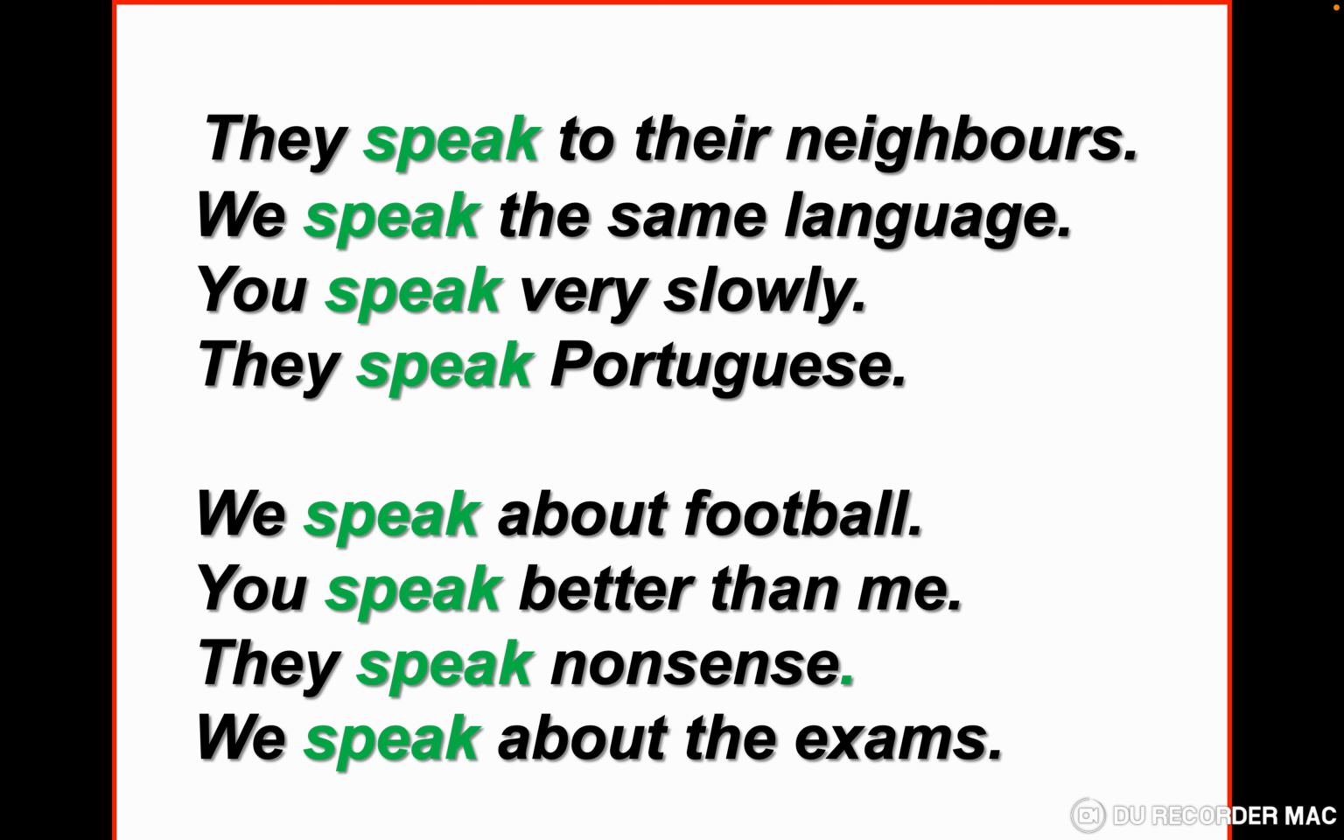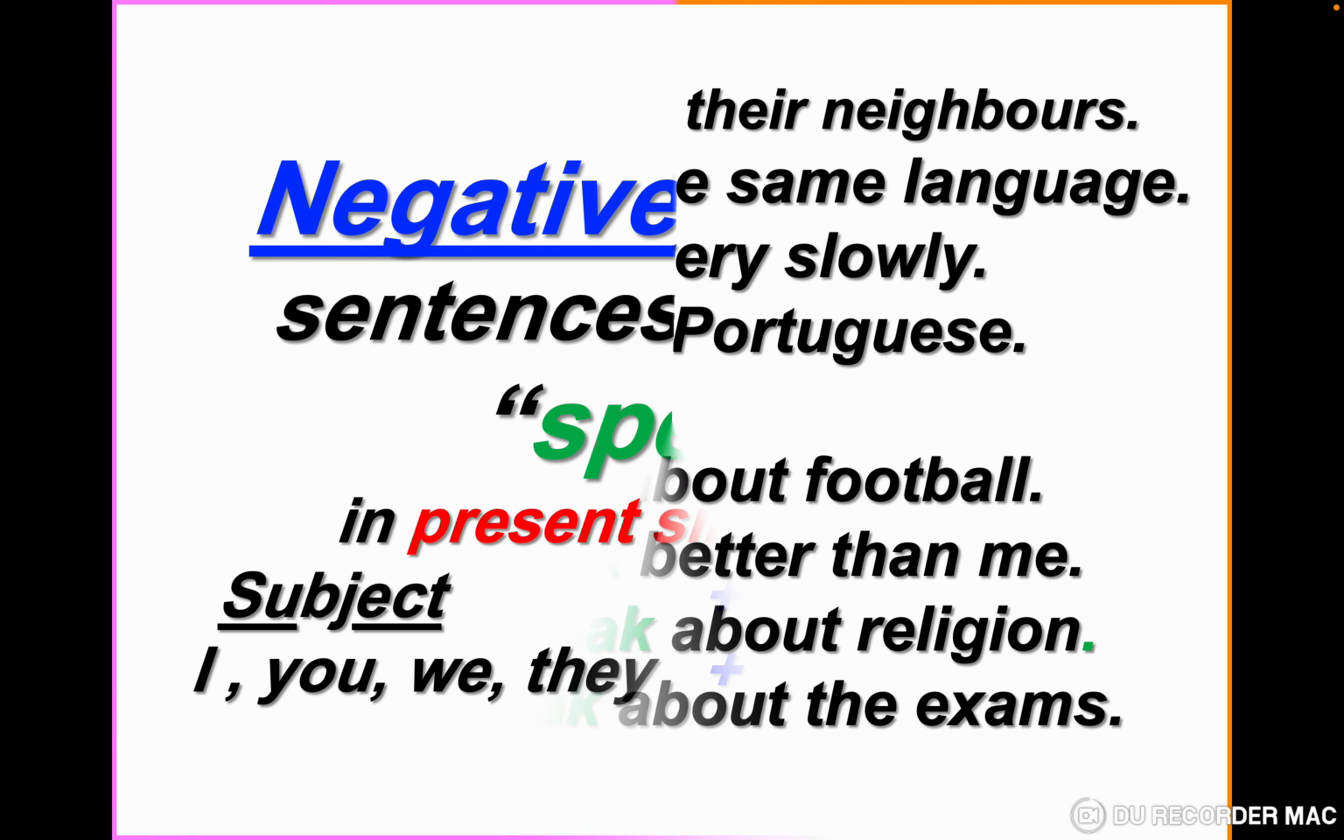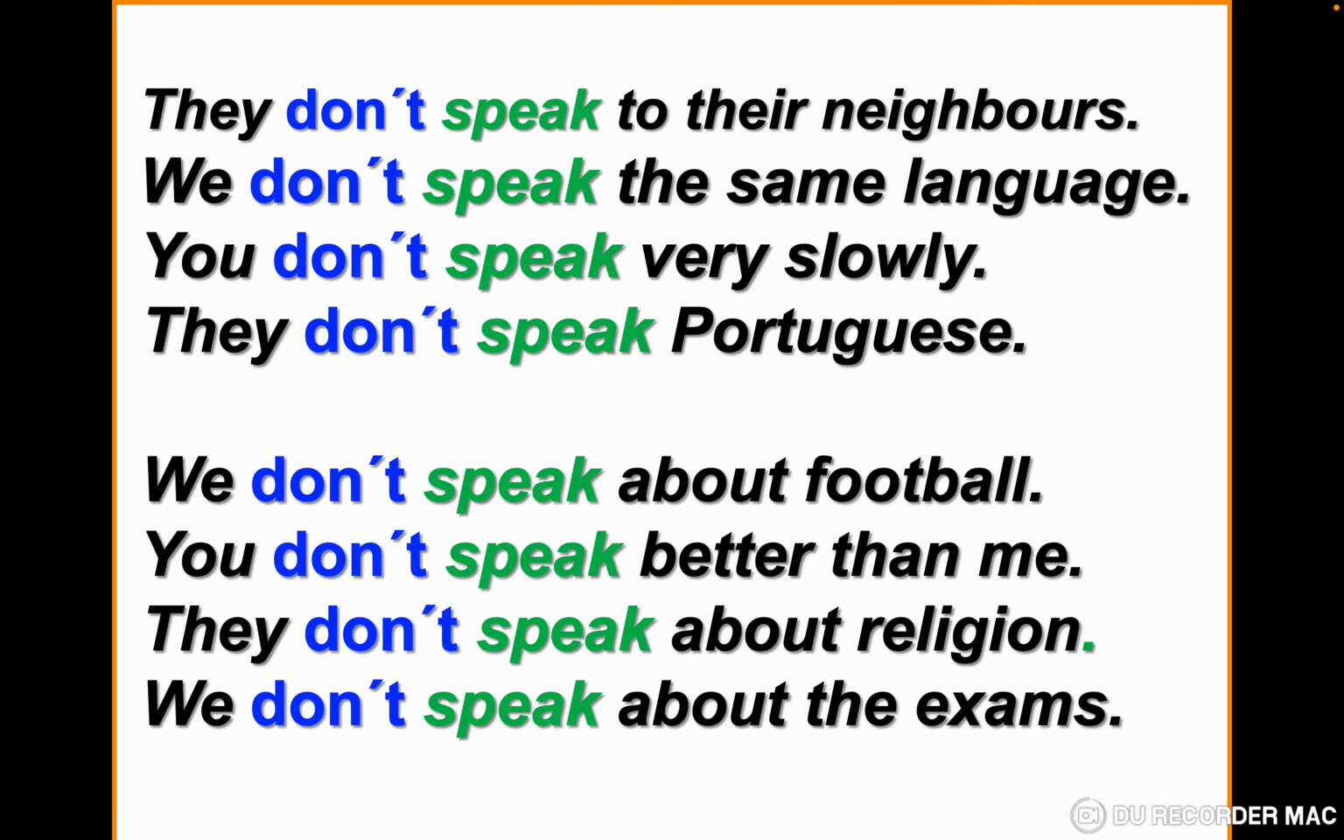Let's see the negative form. They don't speak to their neighbors. We don't speak the same language. You don't speak very slowly. They don't speak Portuguese. We don't speak about football. You don't speak better than me. They don't speak about religion. We don't speak about the exams.